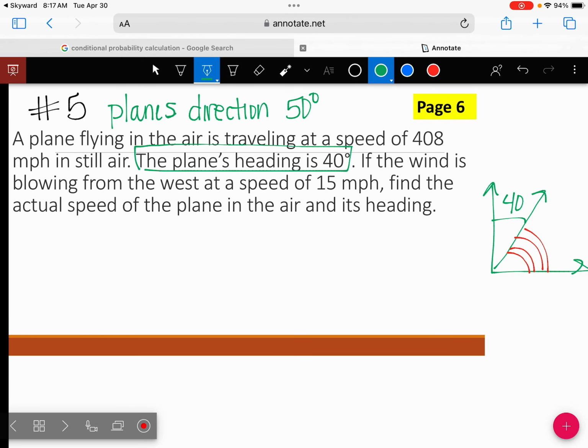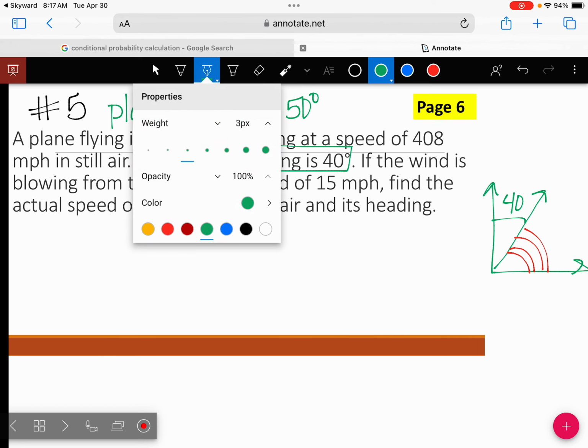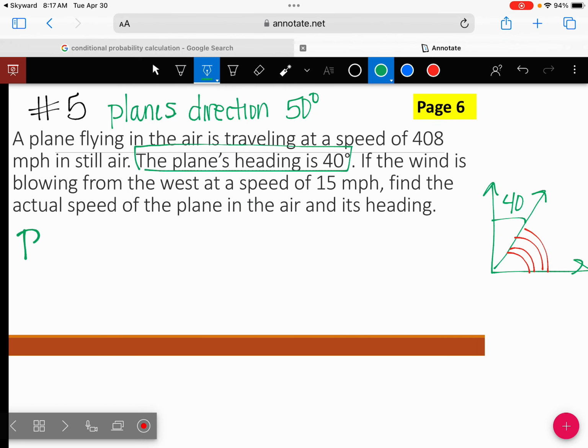So on the board, I wrote the formula for delta X and delta Y. Delta X is magnitude, which is speed, times the cosine of the direction. And delta Y is speed times the sine of the direction. So for the airplane, we have 408 times the cosine of 50, and then 408 times the sine of 50.